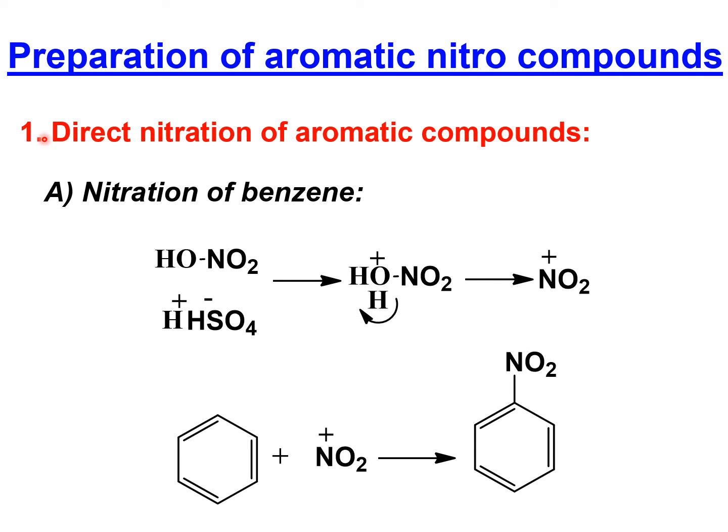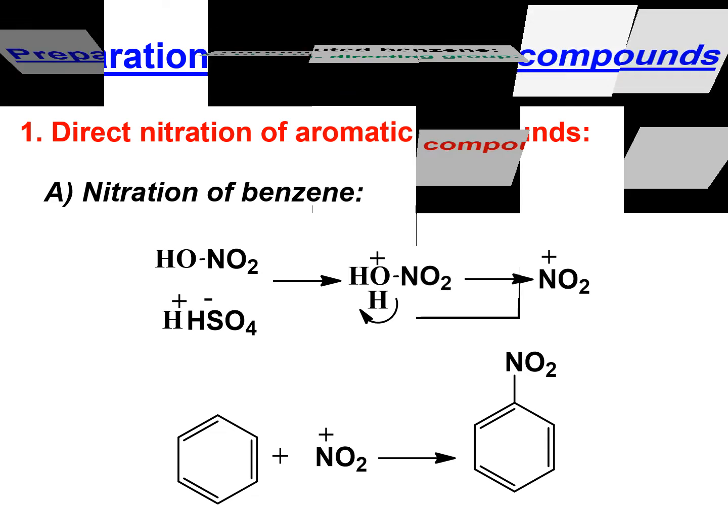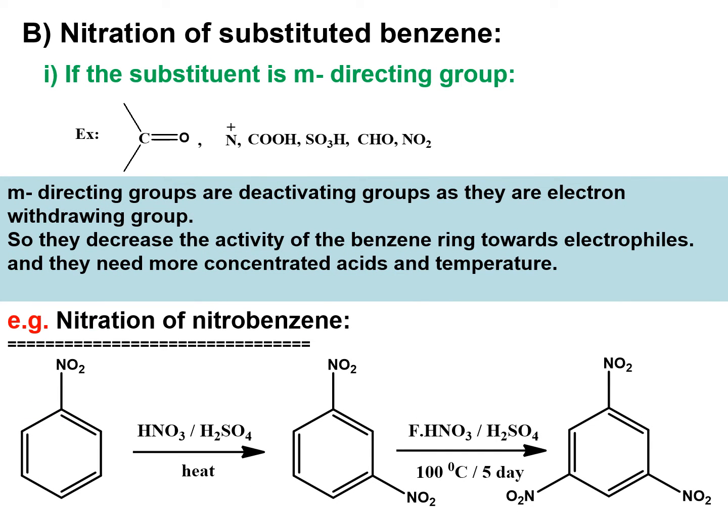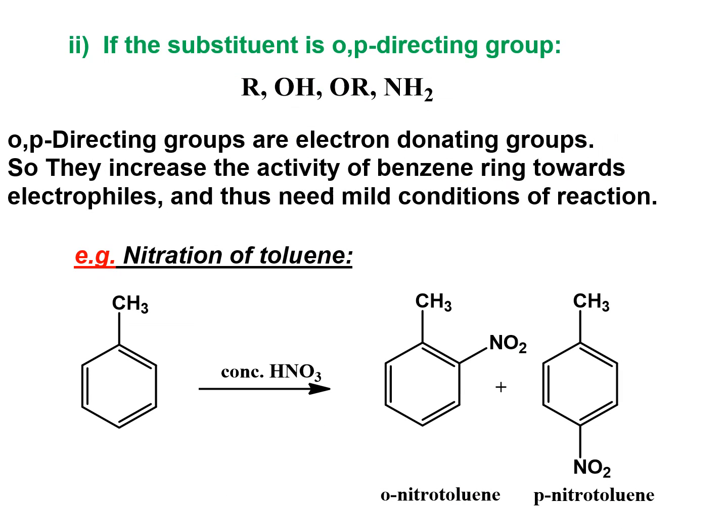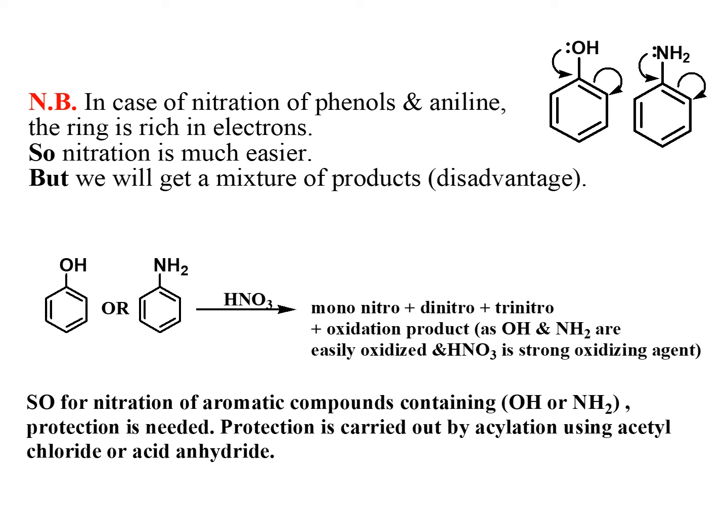As we mentioned, preparation is either through direct introduction of the nitro group on the benzene or on the substituted benzene, whether it's substituted by electron withdrawing, or whether it's substituted by electron donating. And as we mentioned, the hydroxy and the amino group have a big problem, which is the multiple products that we obtain from their direct reaction with nitric acid. Accordingly, we have to protect them using acyl groups.